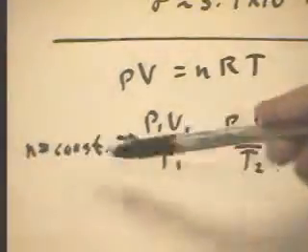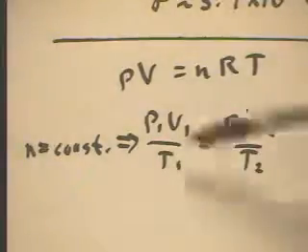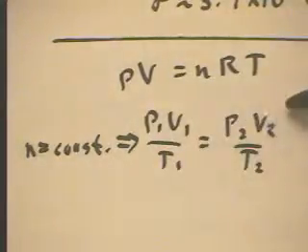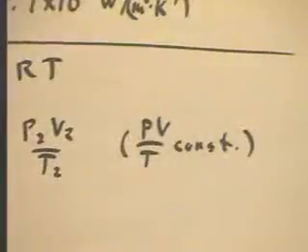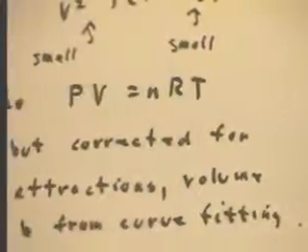So that when n is constant, the PV over T quantity is constant. So we have P1V1 over T1 equals P2V2 over T2. And again, PV over T is constant. Now that's a good approximation. It works just fine as long as we don't need a great deal of precision.